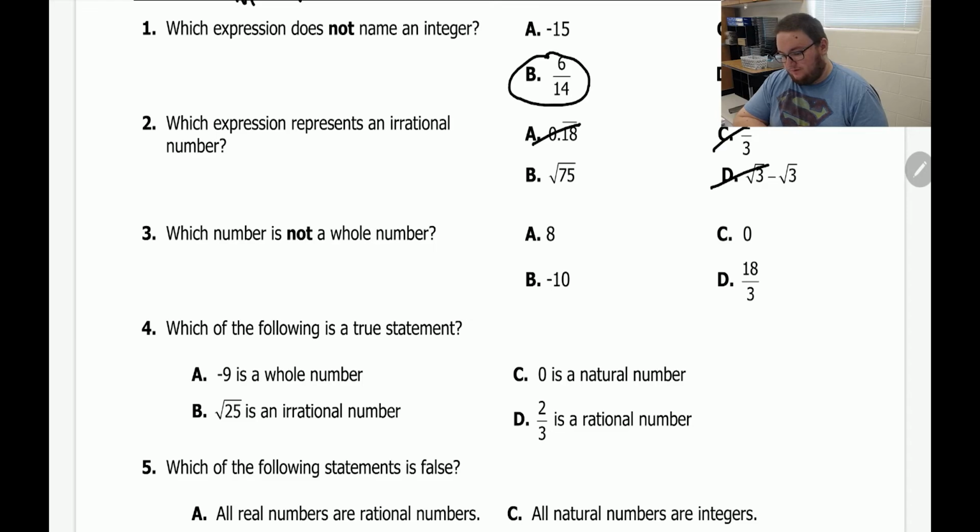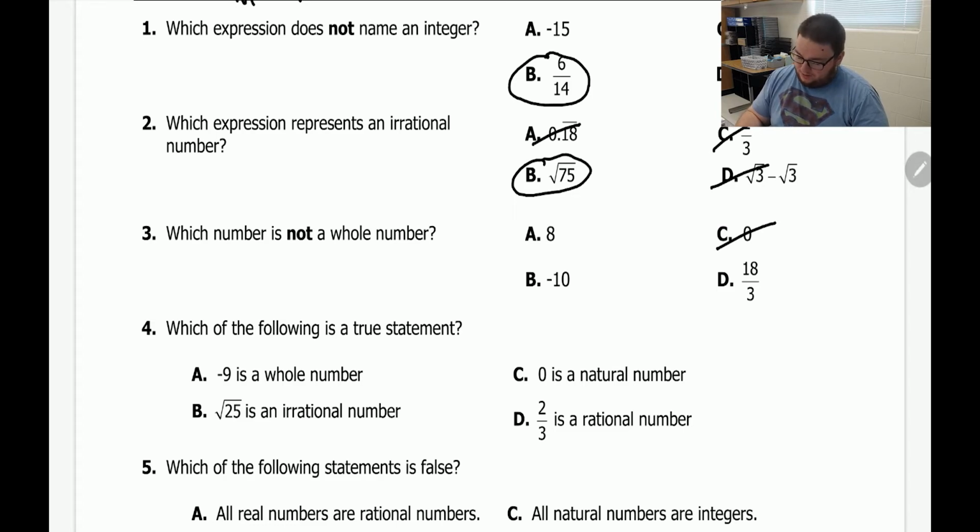Finally, we have the square root of 75. And well, the square root of 75, if you put it into your calculator, you're going to find that it has a decimal that does not repeat and keeps going on forever. So we're going to say that it is an irrational number, and that's going to be our answer. All right, this one should be really easy. Which number is not a whole number? Remember that the whole numbers are just the natural numbers, so the counting numbers, and then we add 0.